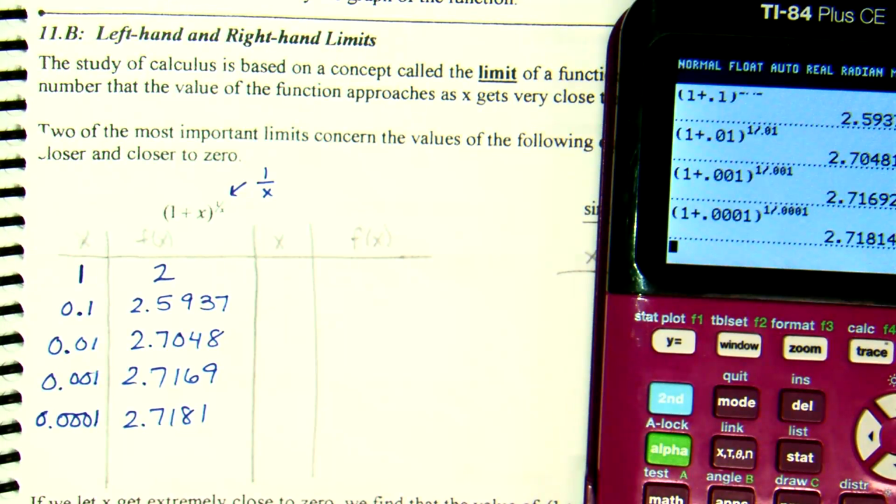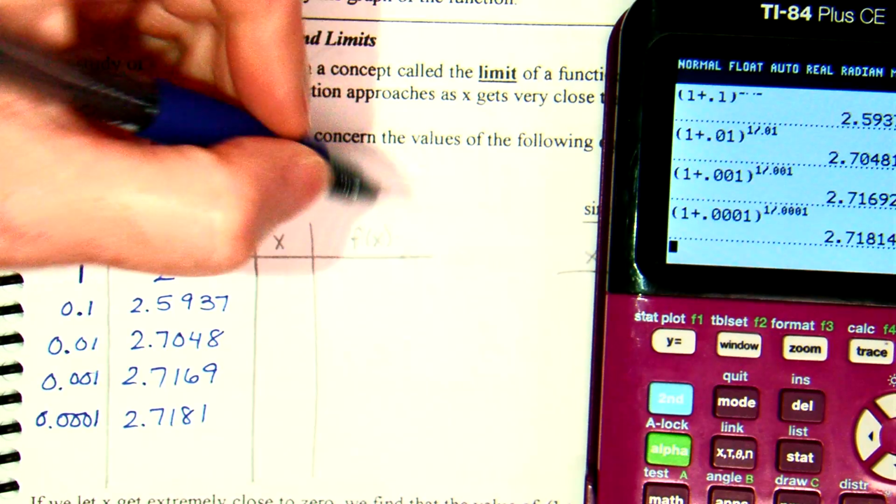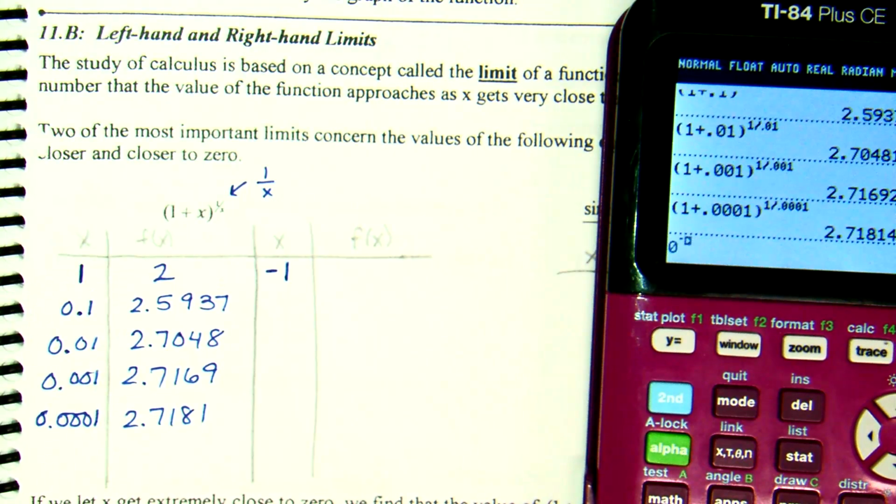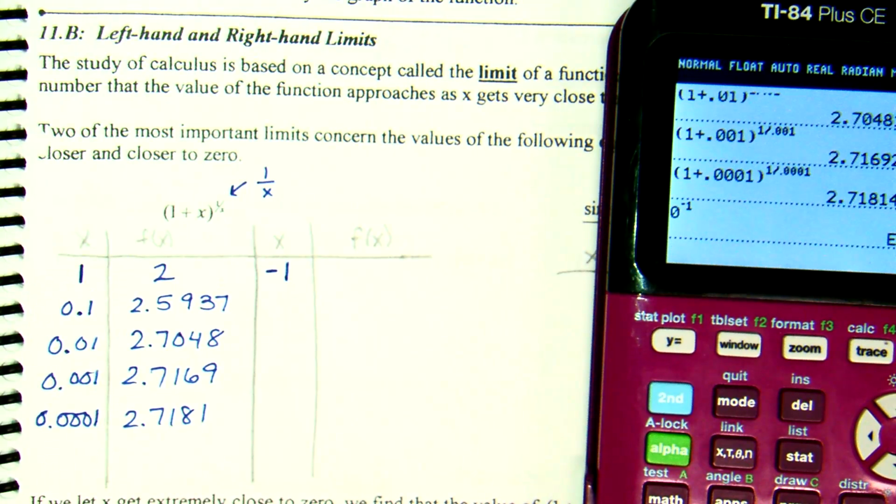Let's see what it's doing from the negative side. So let's start at, well, we'll go ahead and do -1, I guess. But you're going to run into a problem because 1 plus -1 is 0. Does the calculator give you an error on this one, I feel like? Because you'd be doing 0 to the -1 power. Yeah. So right there, we can't do that value. However, we can do the others.